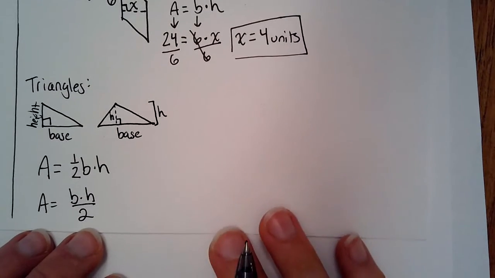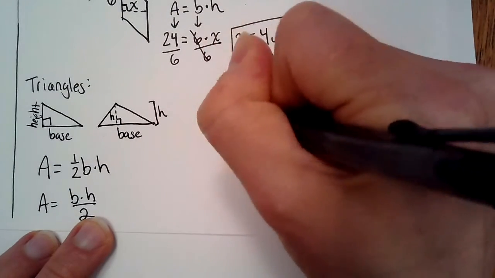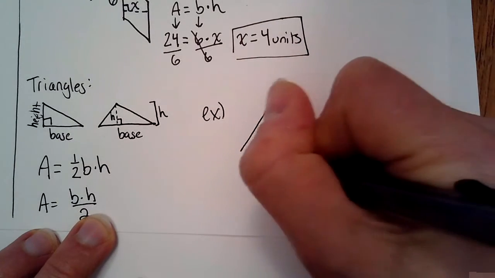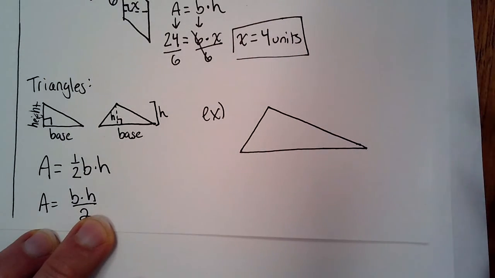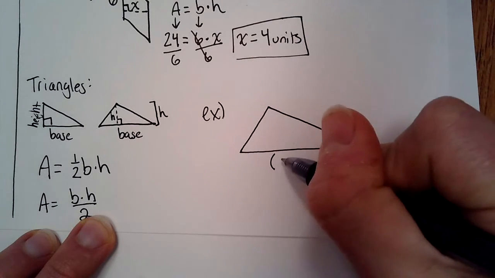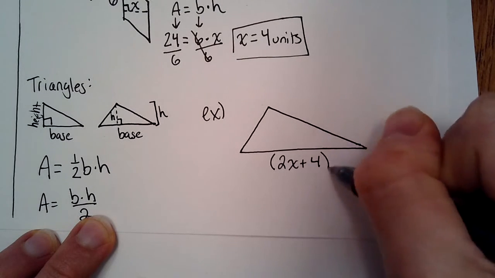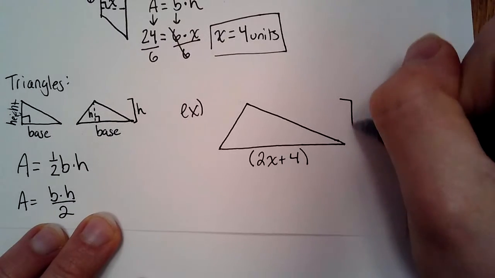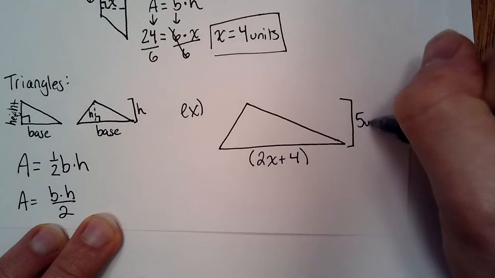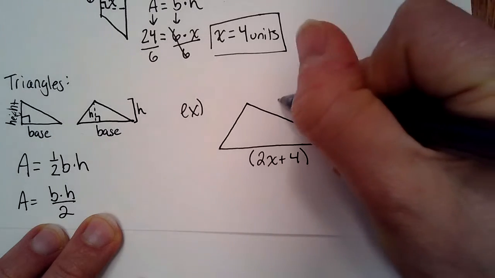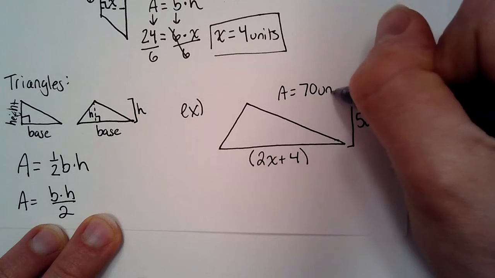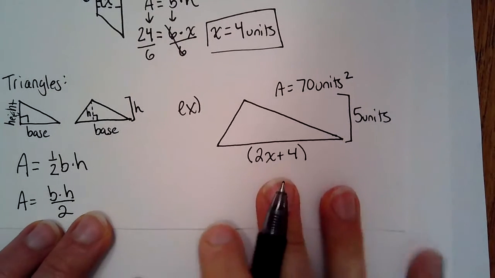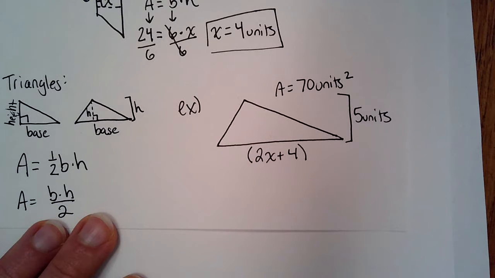So let's do just one quick example. Here's a triangle. The bottom length here is 2x + 4 units long. And off to the side, this is 5 units. And the area of this triangle is 70 units squared. And I'd like you to solve for x. This is definitely more challenging than the other examples, but I still would like you to try it on your own. So pause the video if you're able and give this a try.